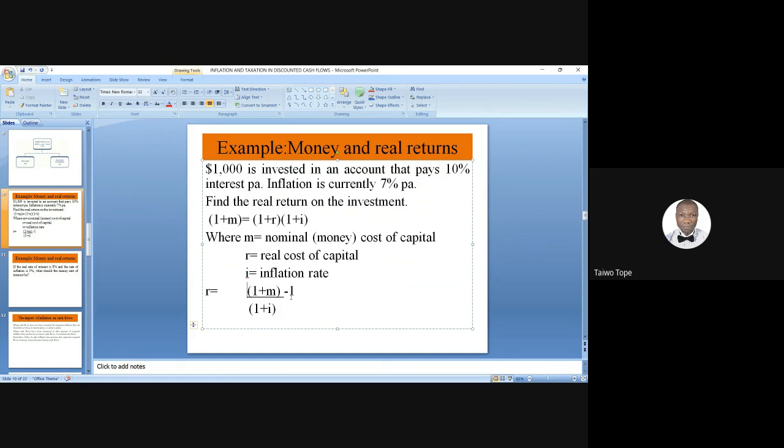So when you have this in this order, now from the question, your money cost of capital is what? That 1,000 dollar is invested in an account that pays 10% interest per annum. That is the money cost of capital. So for you to determine your real cost of capital, it will be 1 plus 10% in decimal, which is 0.1, divided by your inflation rate. The inflation rate in the question is 7%, so 1 plus 7% is what?